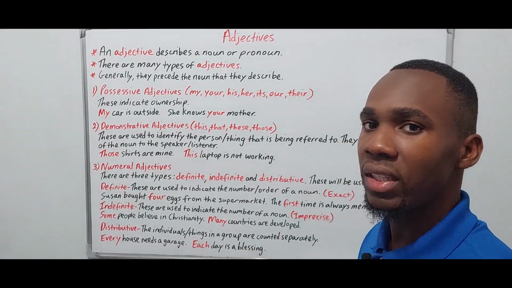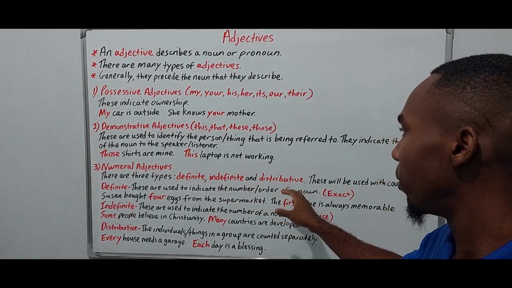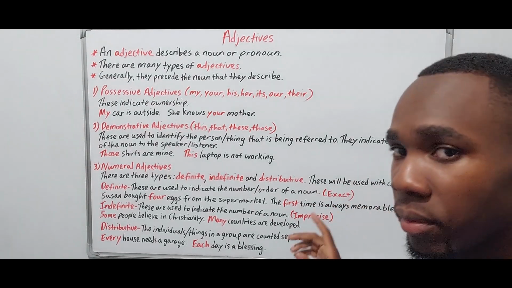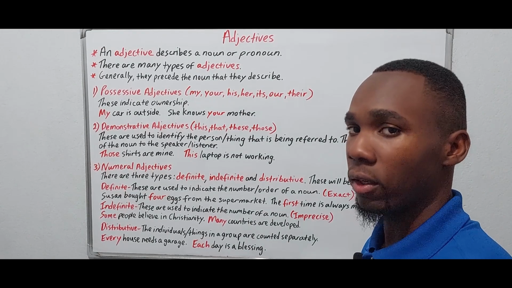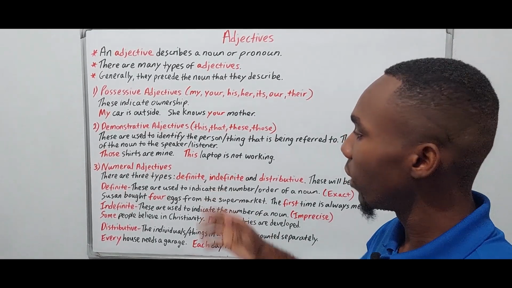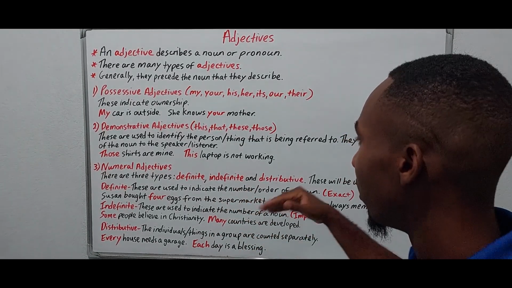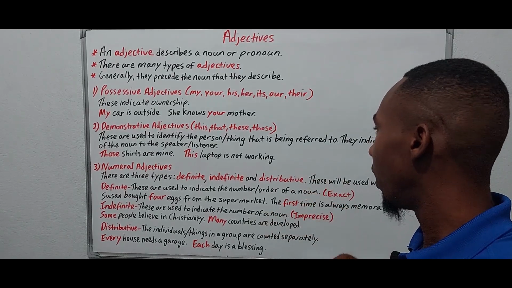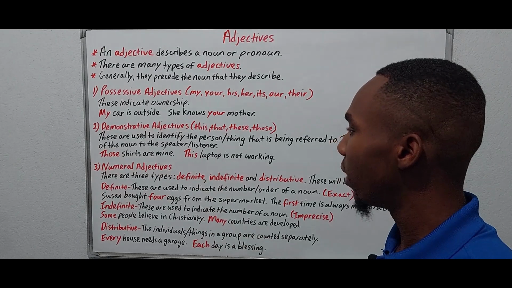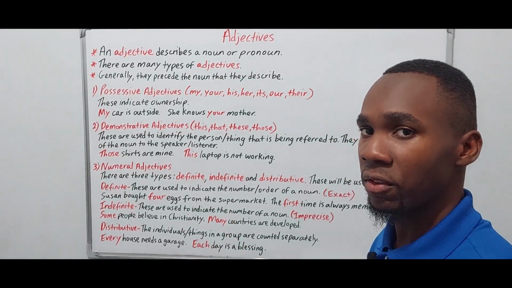So there are 3 types of numeral adjectives. We have definite, indefinite, and distributive. So these will be used with countable nouns. Pay attention to that. And countable means that they can be counted using numbers, right? So when it comes to definite numeral adjectives, these are used to indicate the number or order of a noun. And I have exact, yes. Susan bought 4 eggs from the supermarket. How many eggs? 4. To be specific, 4.